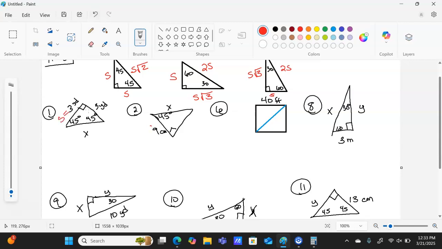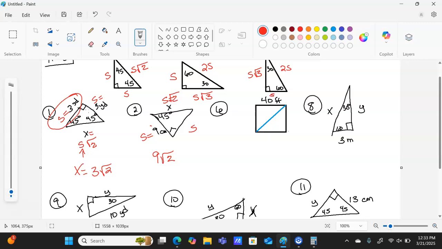So once I have those, looking at number 1, if I fill in my side ratios, I have s, s, and this would be s square root of 2. X is equal to s square root of 2. Well, we just said right here what that s was: 3. So x is equal to 3 square root of 2. On number 2, s, s. Well, s is 9. Well, this is s square root of 2. So x is going to be 9 square root of 2.